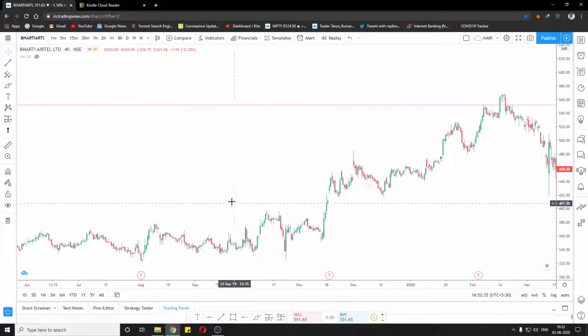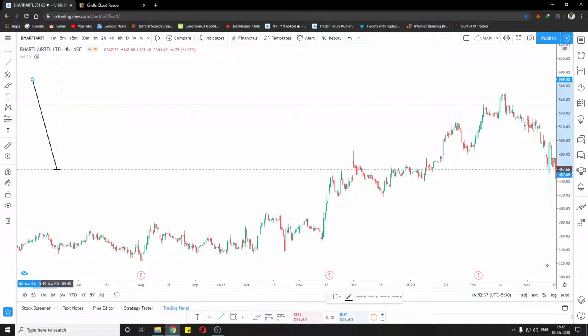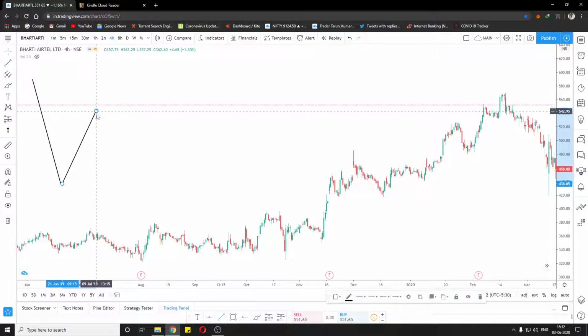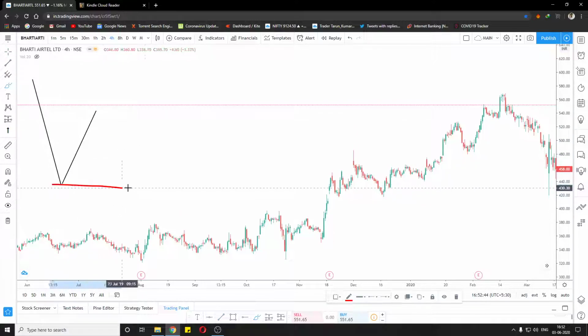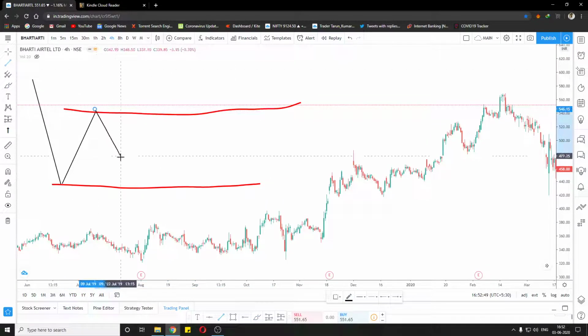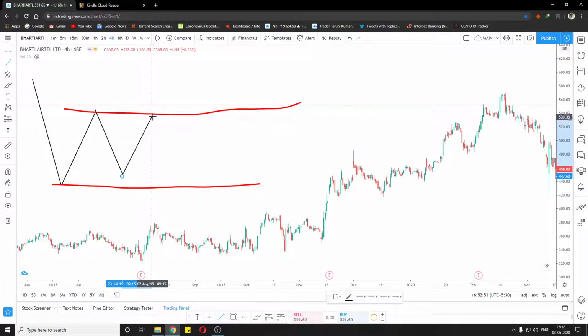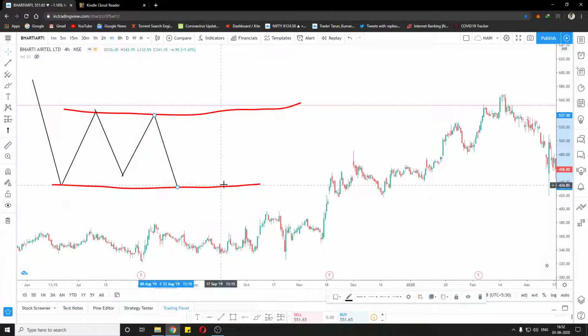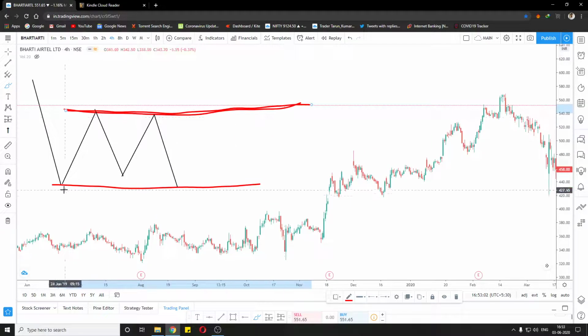This can occur in a downtrend as well. For example, the price moved like this, then it came up. Now this is our low and this is our high, but the market will not be able to cross the low and it will not be able to cross the high. It can touch these levels, but the point is it is not breaking these levels. So we'll have a resistance at this level and we have a support at this level. I'll talk about support and resistance in the next video.